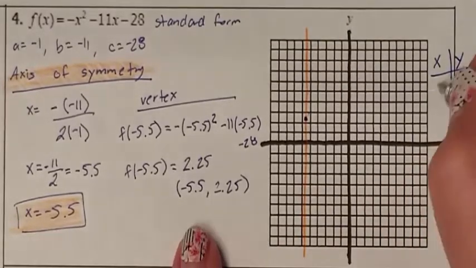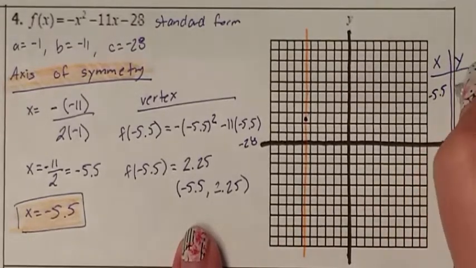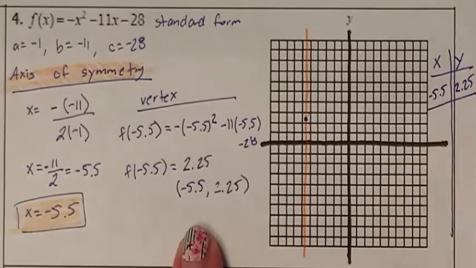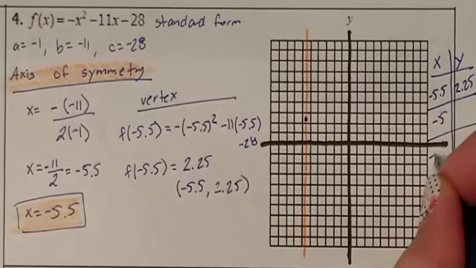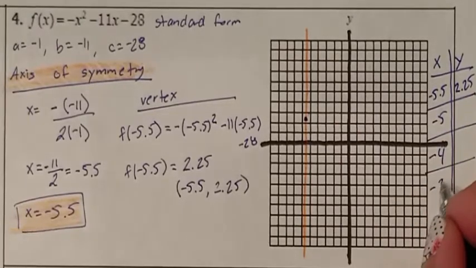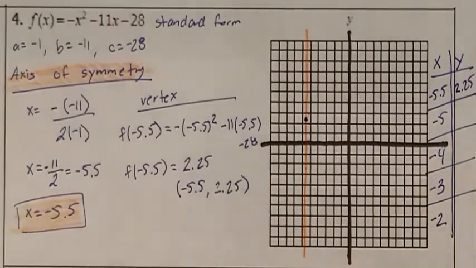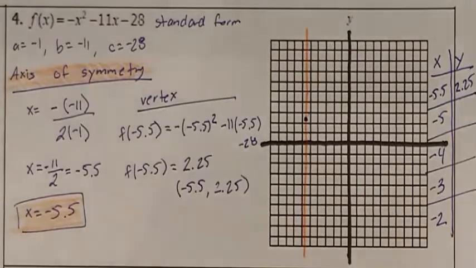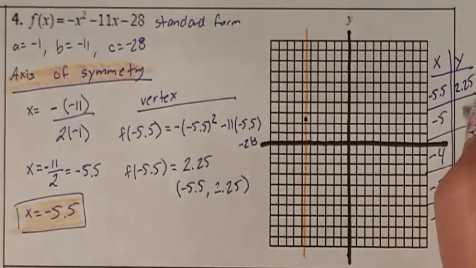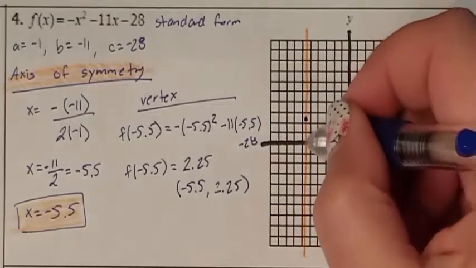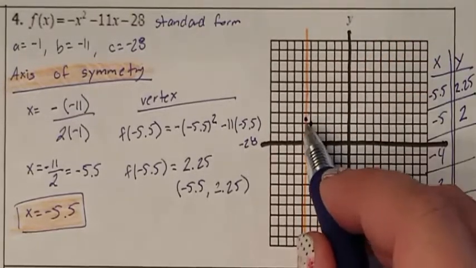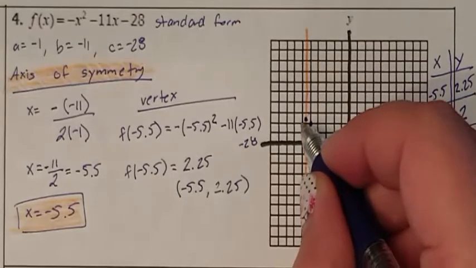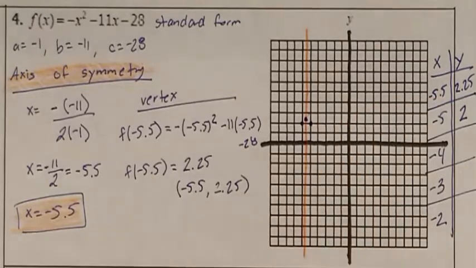So here is my vertex. -5.5 gave me a 2.25. So if I'm at -5.5, let's try -5. Then try -4, then try -3, then try -2. We'll see how our parabola maps out. Testing -5, I got 2. So here's -5, 2. It's a half away from the axis of symmetry, so its partner is half away from the axis of symmetry. Testing -4, I got 0.